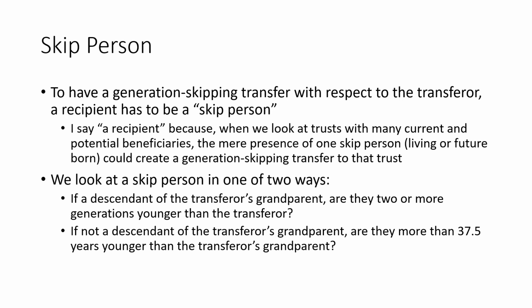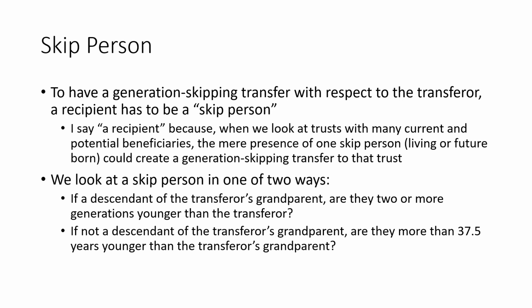I say a recipient or one recipient because later we're going to look at trusts that might have many current and potential beneficiaries in multiple generations, and what we're going to see is that the mere presence of one skip person, living or even future born, could create a generation skipping transfer to that trust at that time. So in that context, we're going to look at a skip person in one of two ways.